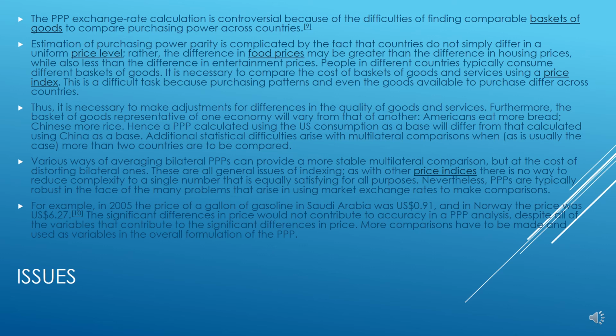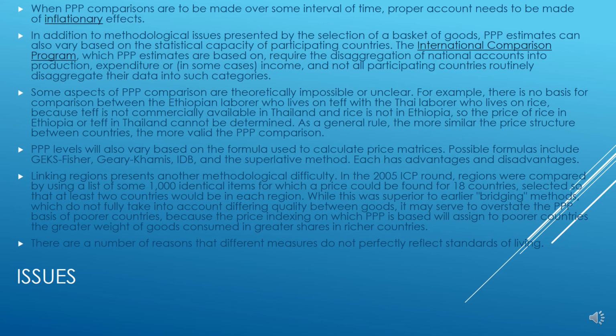Despite all these variables that contribute to the significant differences in prices, more comparisons have to be made and used as variables in the overall formulation of purchasing power parity. When PPP comparisons are to be made over some interval of time, proper account needs to be made of inflationary effects. In addition to the methodological issues presented by the selection of the basket of goods, purchasing power parity estimates can also vary based on the statistical capacity of participating countries.